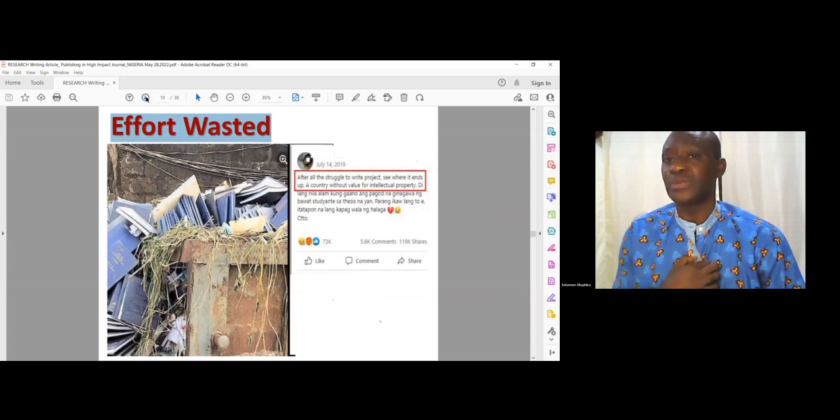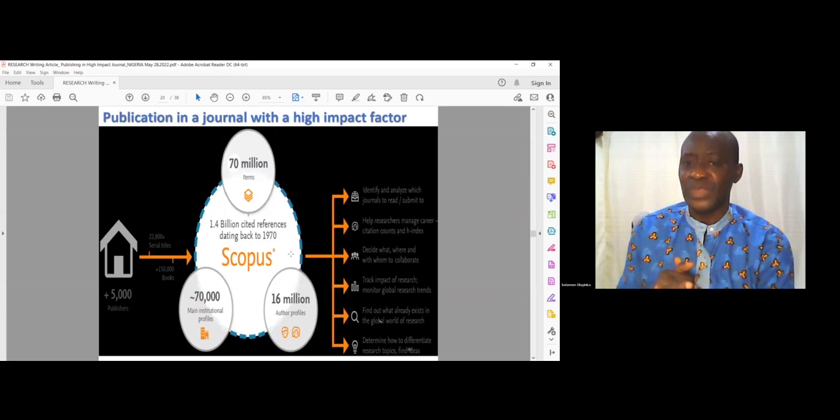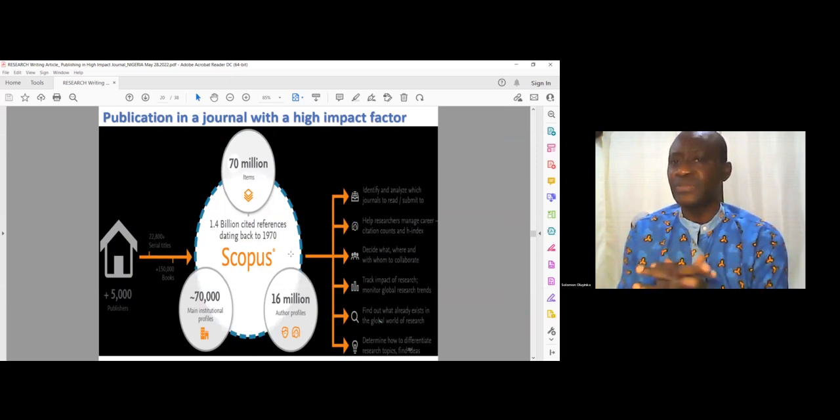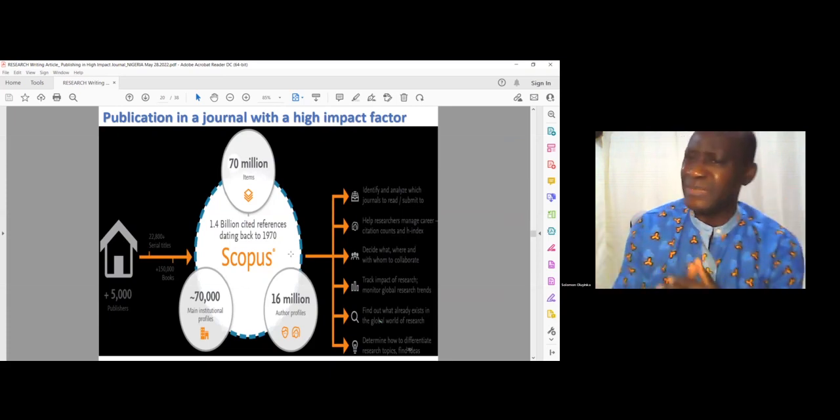Then the way out, this is the way out. Look for where to keep it: publication in Scopus with high impact factor. It's not necessarily high impact factor.